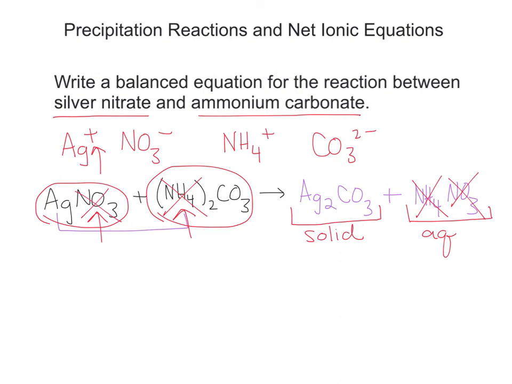This leaves us with the silver ion adding with the carbonate ion to yield silver carbonate. We will need to remember to balance that silver so that the charges will cancel out and become neutral. And that's how you write precipitation reactions and then summarize them down into net ionic equations.